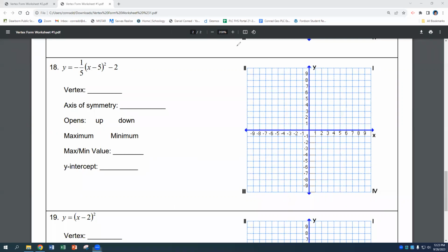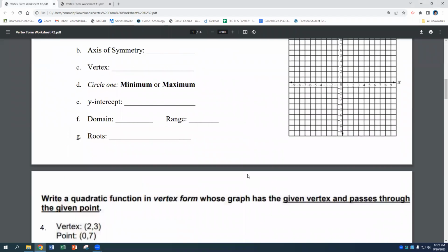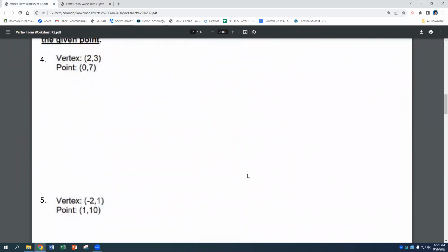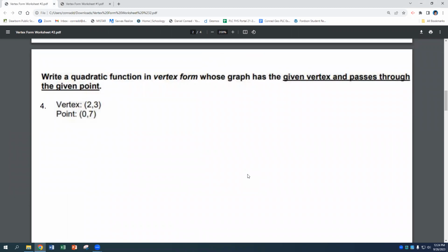All right. Let's jump over to a different type of question like this, where it says write a quadratic function in vertex form whose graph has the given vertex and passes through the given point. So we know y equals a times (x minus h) squared plus k. We know that's our vertex form for our quadratic. All right. We know that the vertex is (h, k).